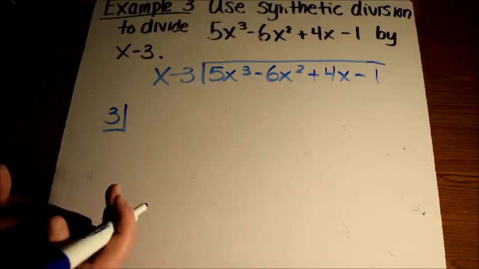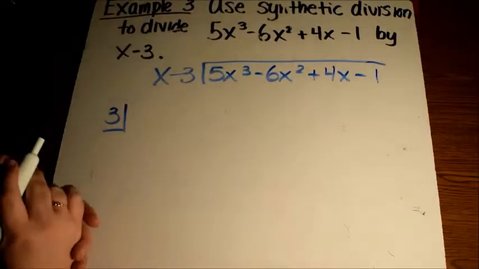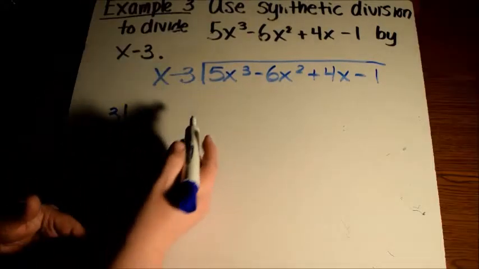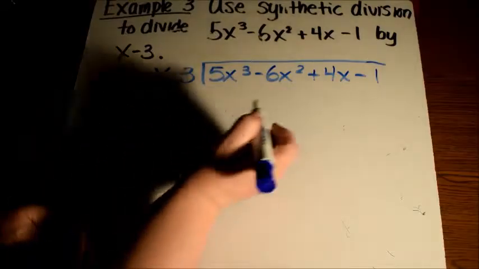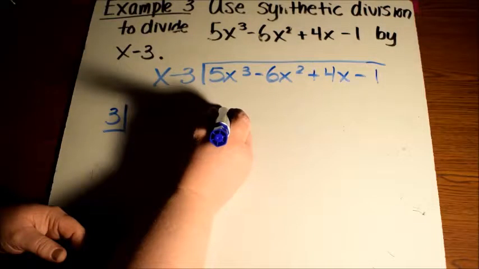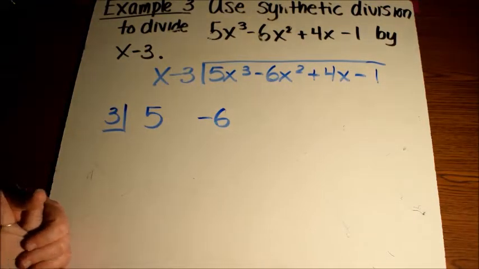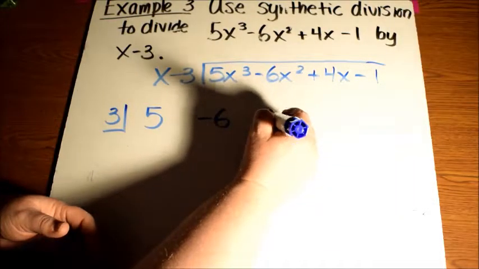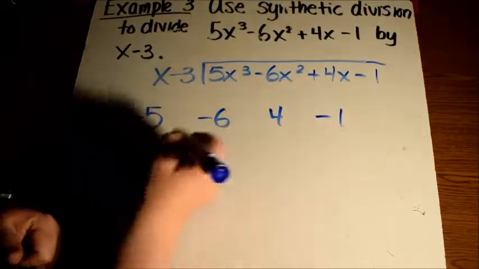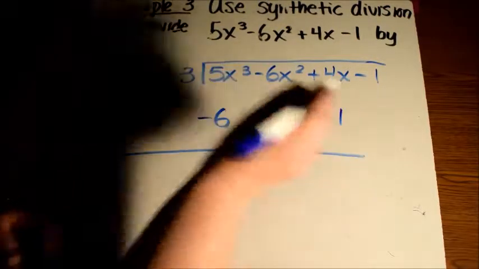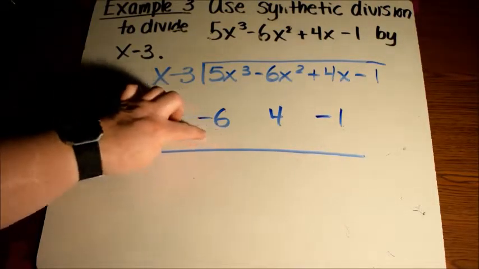All right, now because we're ignoring the variables and the exponents, we're just going to bring down these coefficients. So my first coefficient is a 5. The next one is a negative 6. Make sure you bring the sign with it. A positive 4, and finally a negative 1. We need a line under here. Make sure you have some space here.